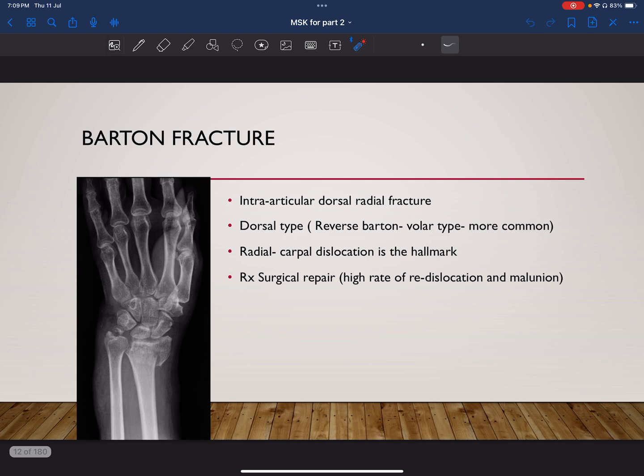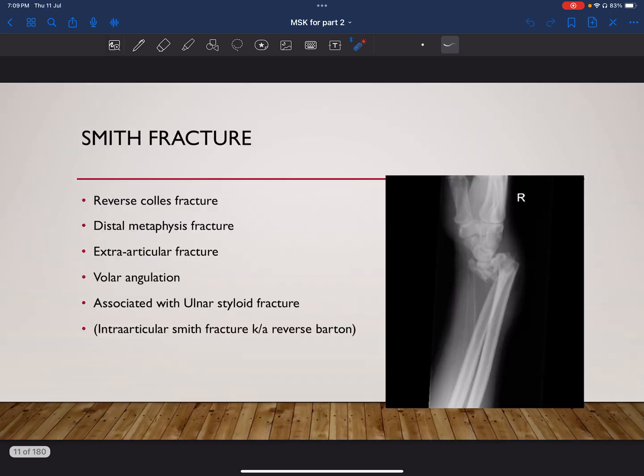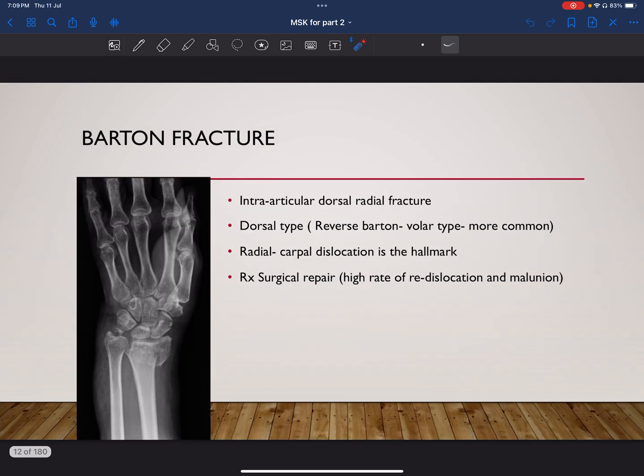Then there is Barton fracture. As you can see, Barton is an intra-articular fracture, a dorsal radial intra-articular fracture, dorsal type. If it is volar type, it is known as reverse Barton. Here we saw there is volar angulation. Reverse Barton is also going to have volar angulation.